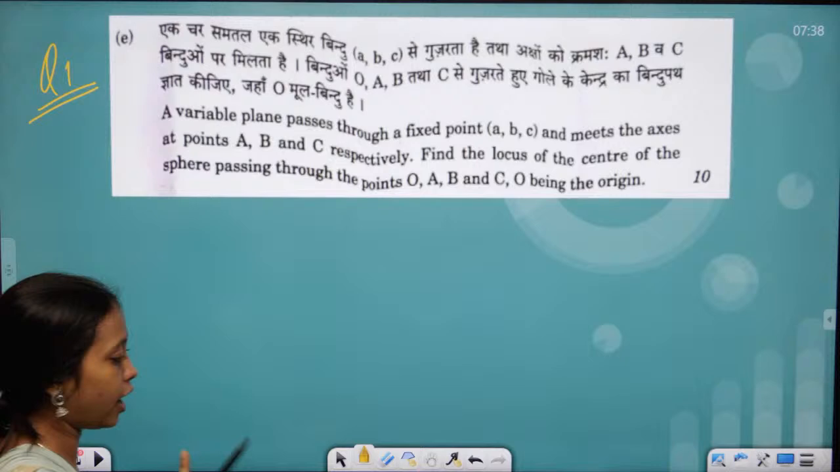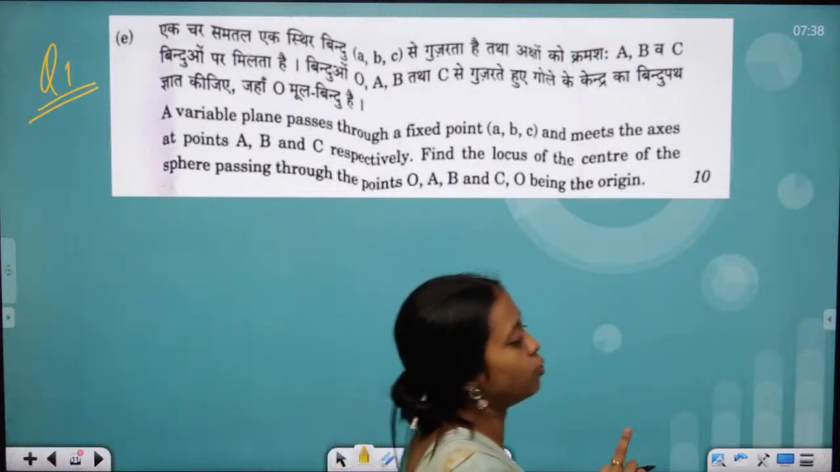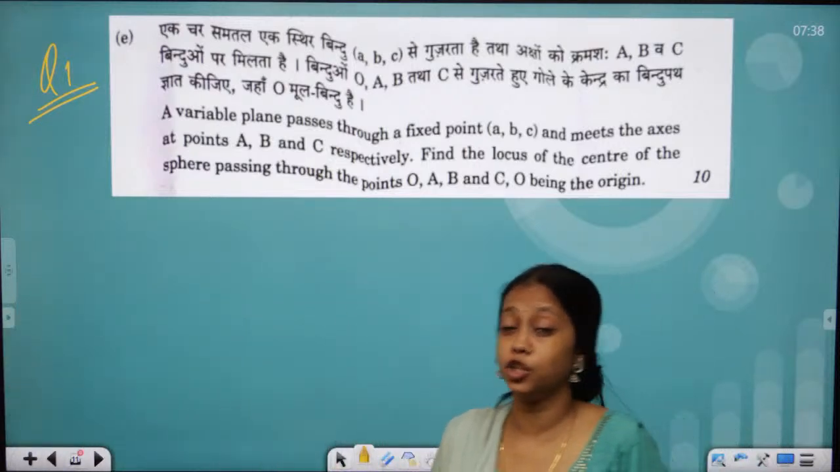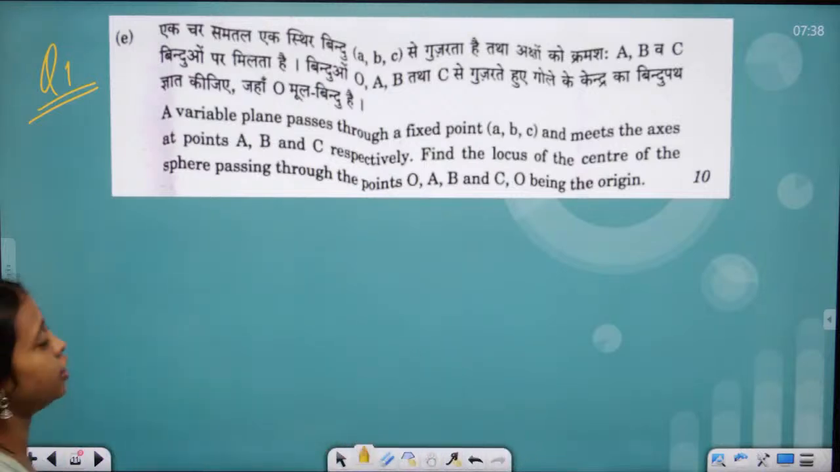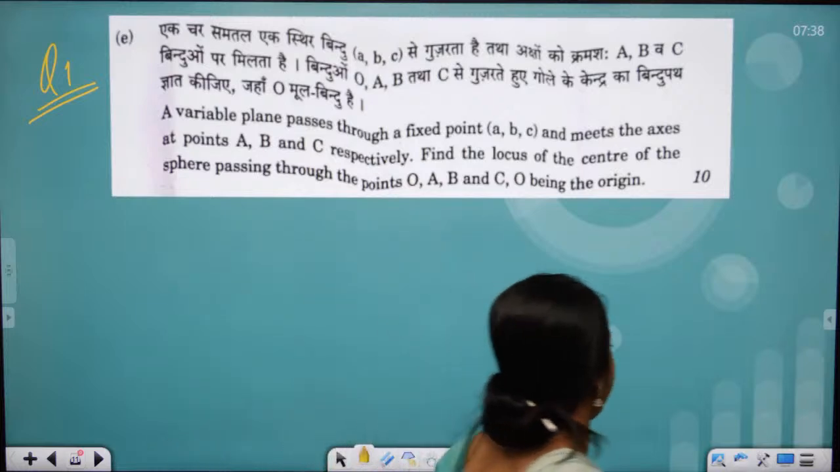Question number 1. I hope everyone knows that question 1 and question 5 are compulsory, you don't have any choice, you have to attempt them, right? So all the parts of question 1 and all the parts of question 5 are compulsory to attempt.